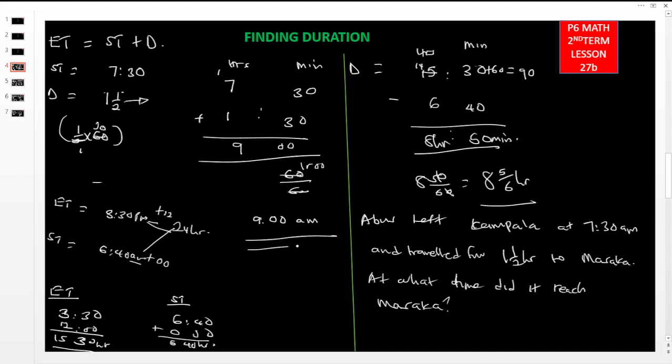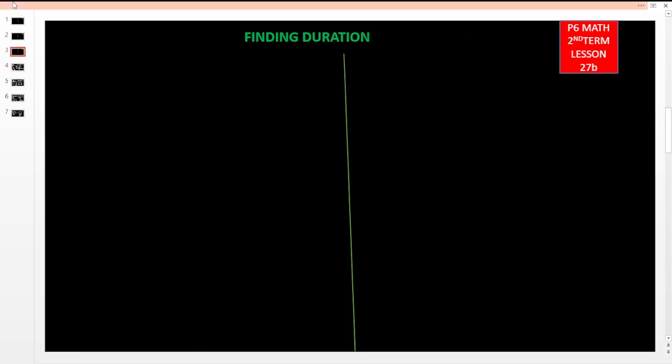So this is what I've been telling you. When it is the duration, we don't put time zones, we don't put AM or PM. But when we want the ending time or the starting time, we have to do that. We have to put them there. Let us get another example here.